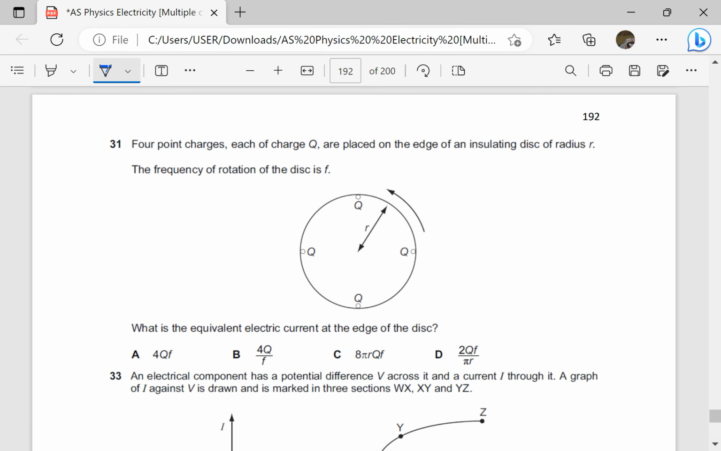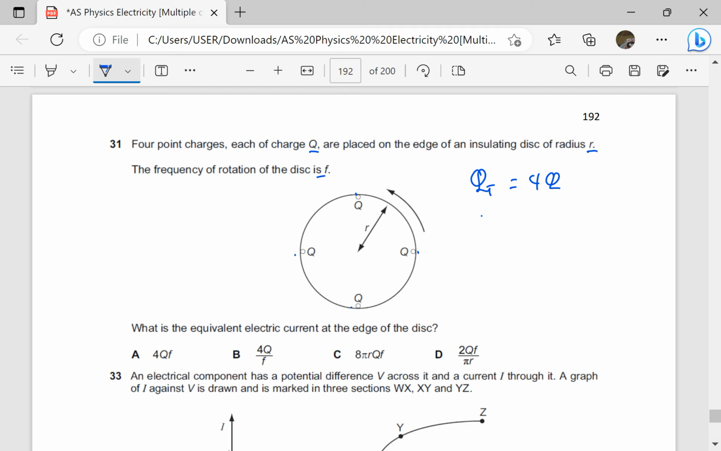Four point charges, each of charge Q, are placed on the edge of an insulating disk of radius R. The frequency of rotation of the disk is F. What is the equivalent electric current at the edge of the disk? So these charges are in series. They are just joined. So total charge is going to be 4Q.